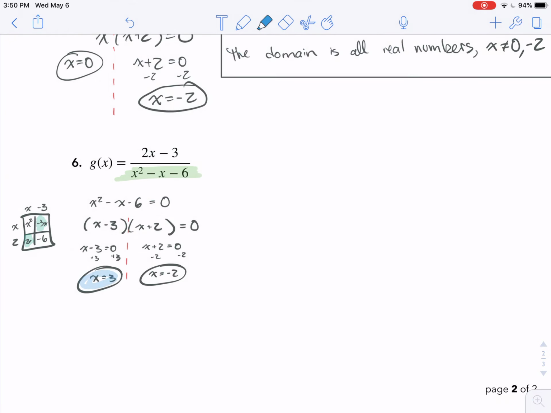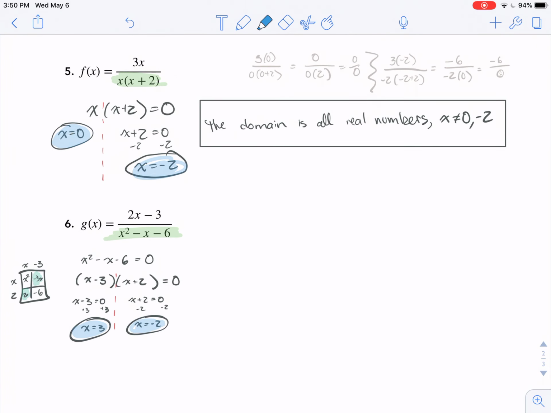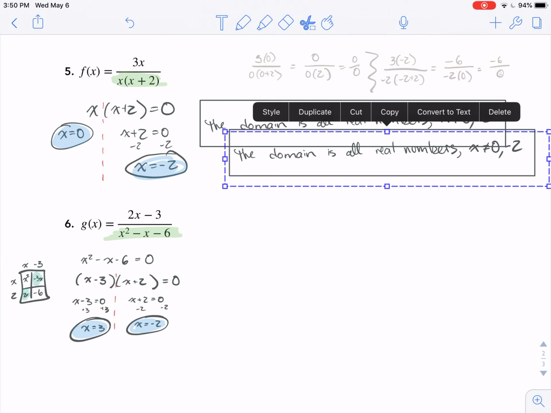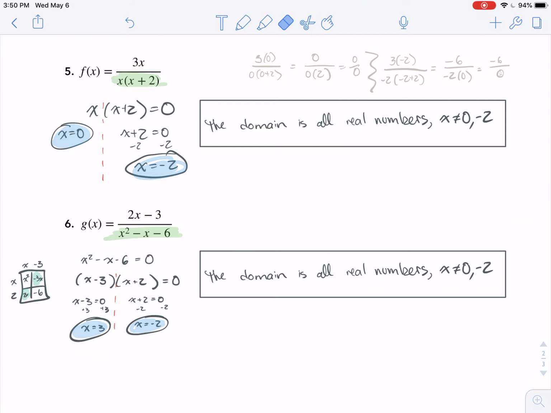Now that we have our excluded values, we know what x cannot be. Man, x really has something against negative 2's in this lesson, doesn't it? Oh well. So the domain again is all real numbers, but this time x cannot be 3 or negative 2.